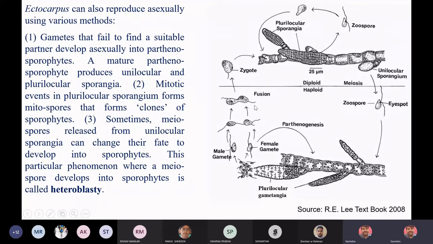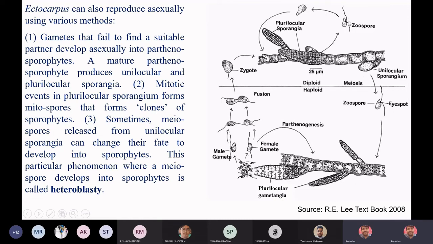And how will fusion happen? The female gametes will settle down, start releasing the ectocarpin, and start attracting the male gametes. Male gametes start rotating themselves around the female gamete, and one of them will be successful in fertilizing with the female gamete, and that will form a zygote. But in that case, what happens is that many times the gametes, female gamete or male gamete, can also directly germinate into a gametophyte, and this process is known as parthenogenesis.